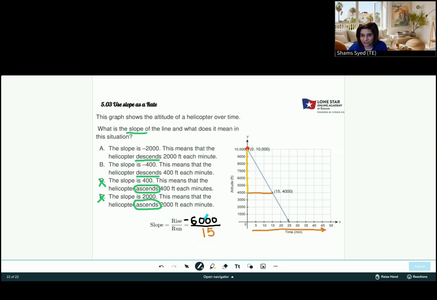If we divide the two, we get negative 400. So basically, we can say the helicopter is descending 400 feet per minute. Simple division.